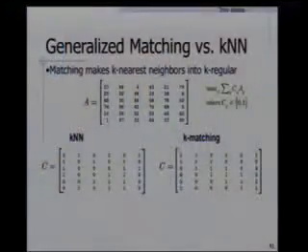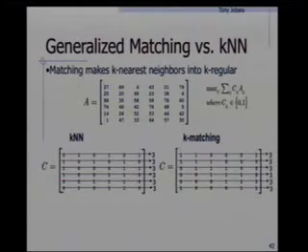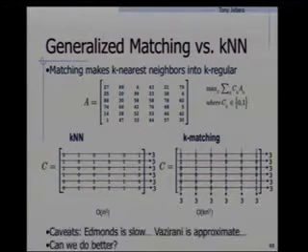So again, I don't want to spend too much time on this. You basically have to find the maximum weight K matching, and K nearest neighbors just tries to make everybody sum to 3 this way. But then if you look at what happened, this guy got picked by 5 people. He no longer sums to 3. And so K matching enforces the sum to 3 this way and sum to 3 this way constraint. Okay, and so it turns out Edmonds is too slow for any fun applications. Vazirani's is approximate. Can we do better?